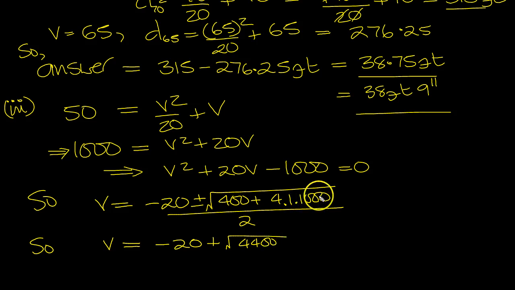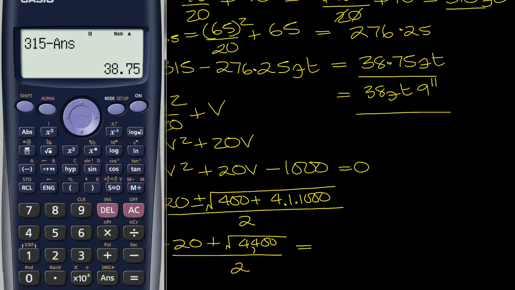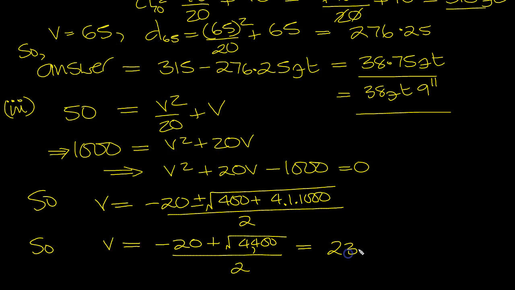4,400 all over 2. So let's tap that in the calculator then. Minus 20 plus the square root of 4400. That's the top number, so that's equal to that. And then it's answer divided by 2. Okay, minus 10, and let's get the decimal. 23.16, so it's 23.2. 23.166, wasn't it?